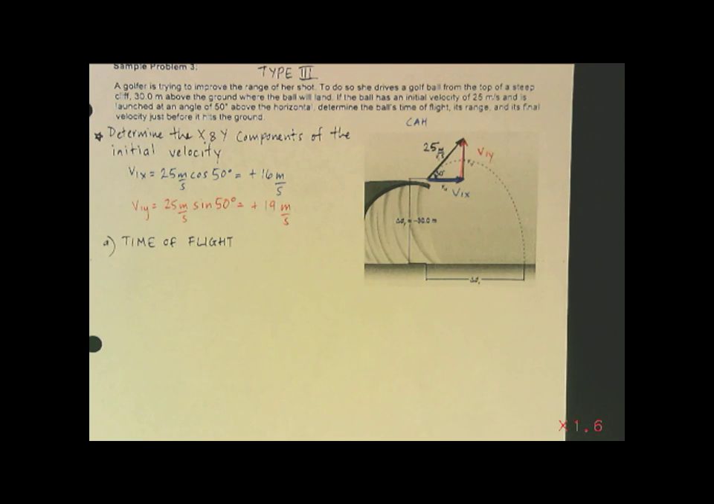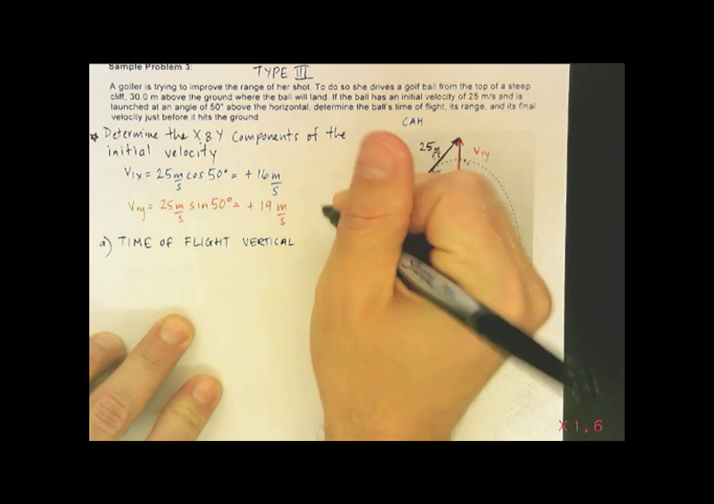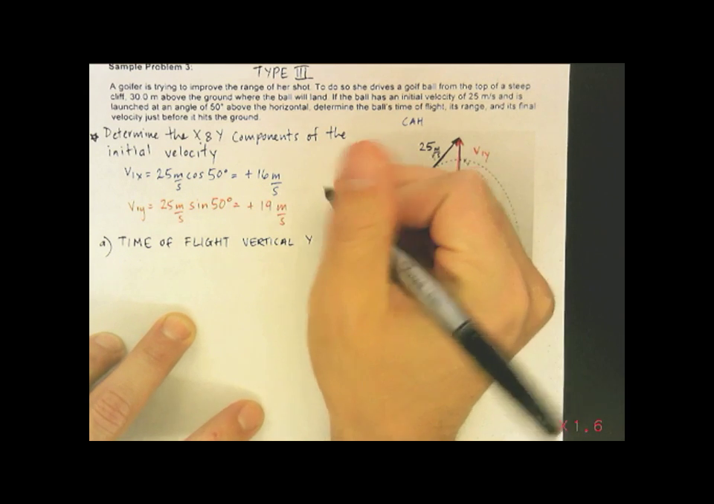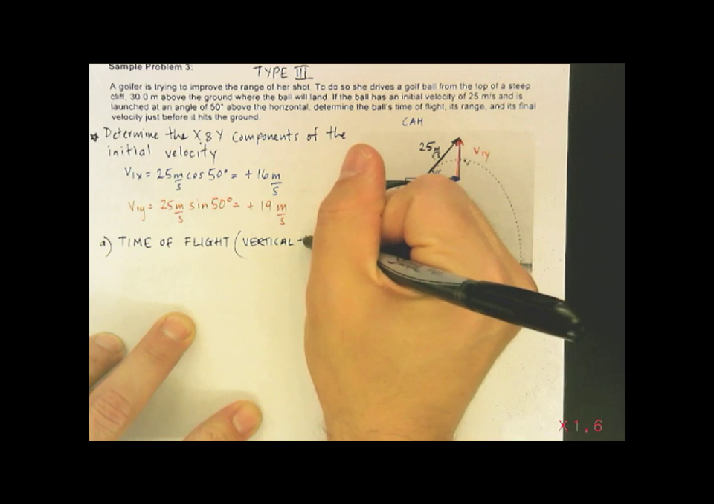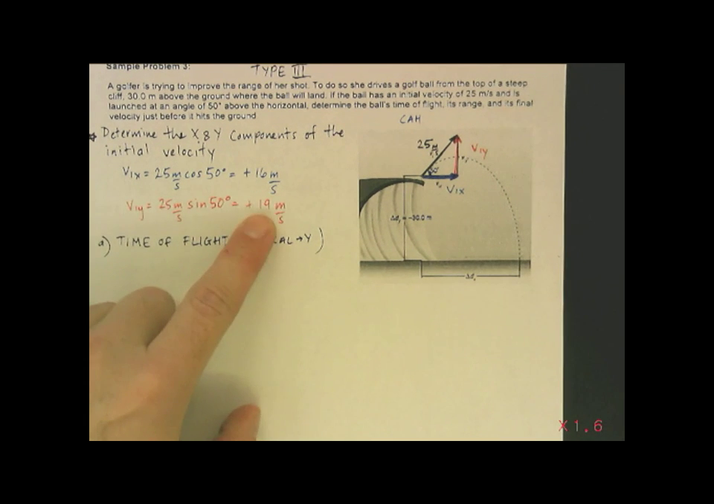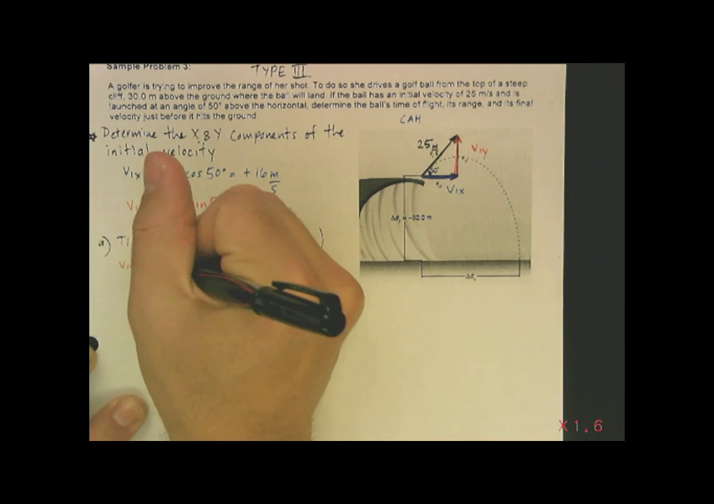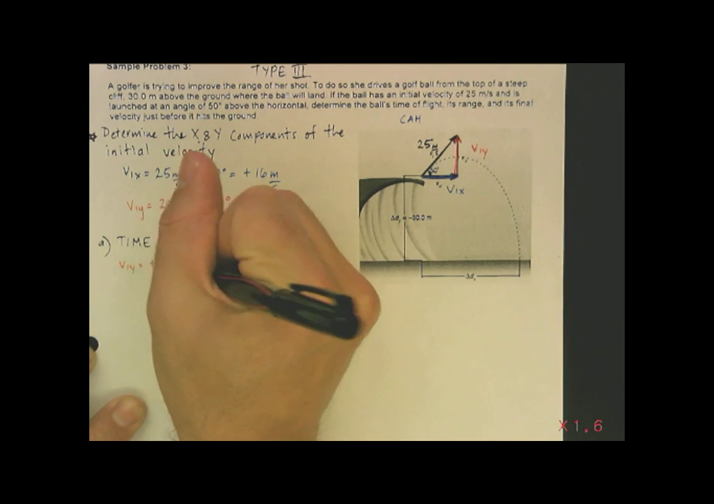In which direction does gravity work? Vertical or horizontal? Vertical. So when looking for the time of flight, we have to look in the vertical direction and all of the y components or y information. So we have to write down everything we know about the y direction. Well, we just calculated the initial y velocity. v initial y is 19 meters per second. What else do we know?